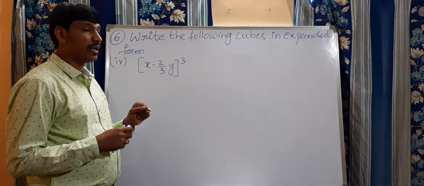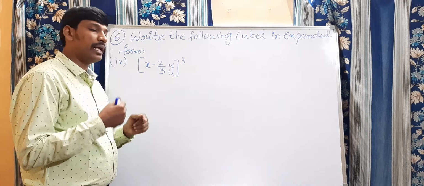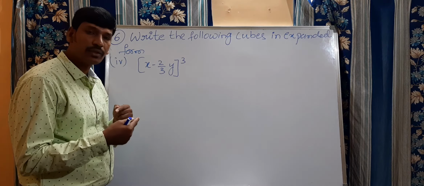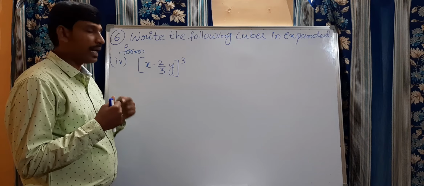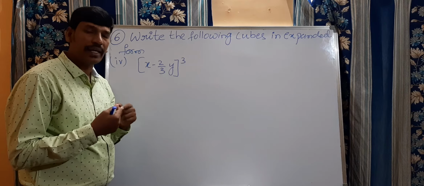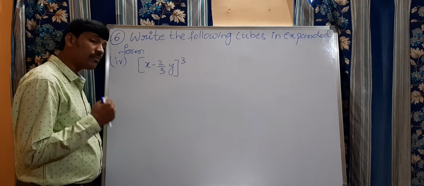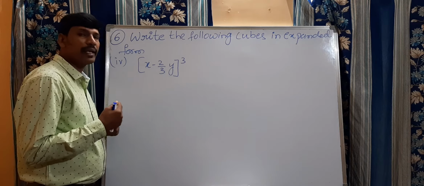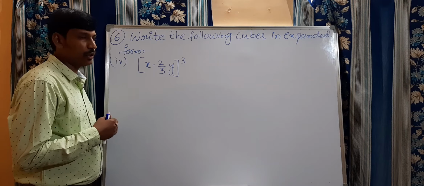What is the 6th identity? X plus y whole cube. What is x plus y whole cube? X cube plus 3x square y plus 3xy square plus y cube. And as well as the 7th identity, x minus y whole cube, which is equal to x cube minus 3x square y plus 3xy square minus y cube.